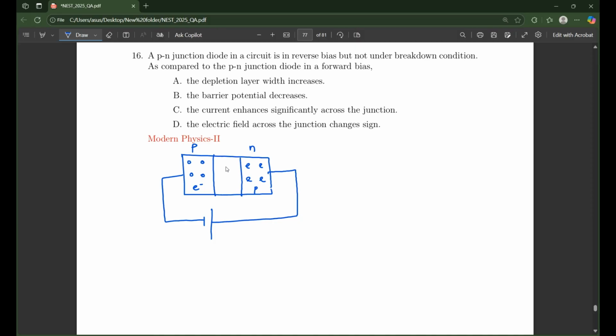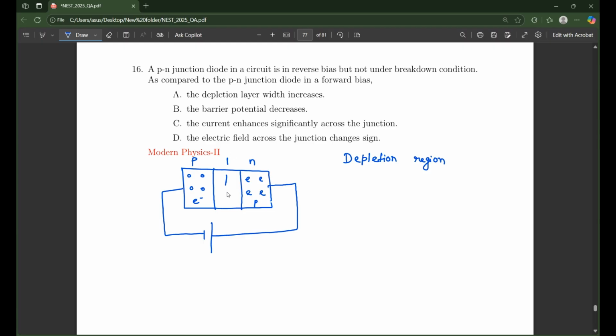Now, the region between P and N is known as the depletion region. This region acts as a barrier to further movement of charges based on the connections, forward or reverse bias. Now, in this region, a layer of ions is formed, electrons and holes to be precise.